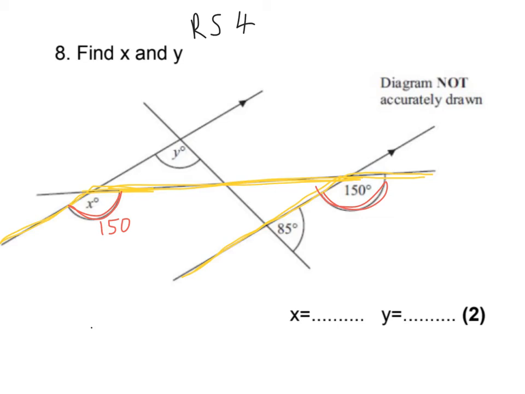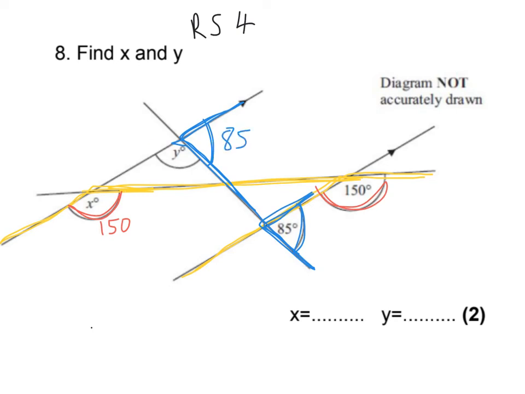Y is not as easy to get the answer straight away, but if you look at the 85, it's on the other angle that's there, that angle 85. If we extend it up, it's corresponding up there. So this angle and this angle are corresponding, which makes that 85.